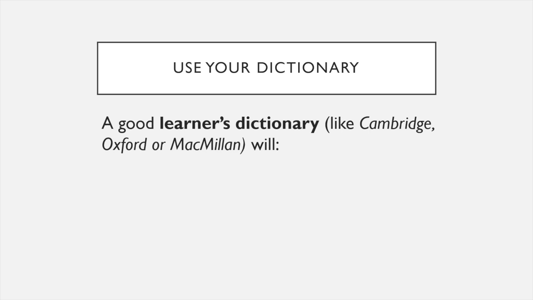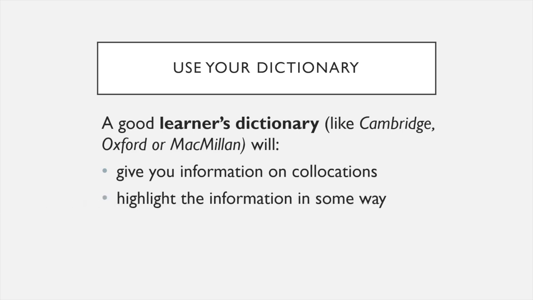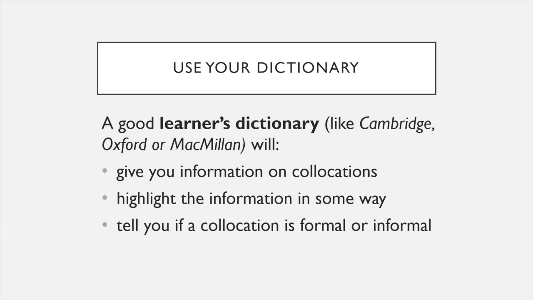Any good learner dictionary will give you information on collocations, specifically definitions and examples in graded language. So that's language that you will find it easy to understand, all right? So it's language for learners rather than for native speakers. It will highlight the information in some way. So usually the collocations will be in bold or in italics. And it will tell you if a collocation is formal or informal. So you know when, where, and how you can use a particular one.